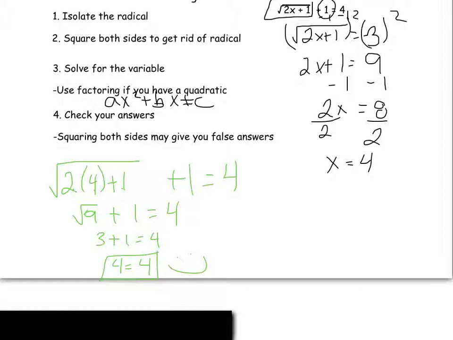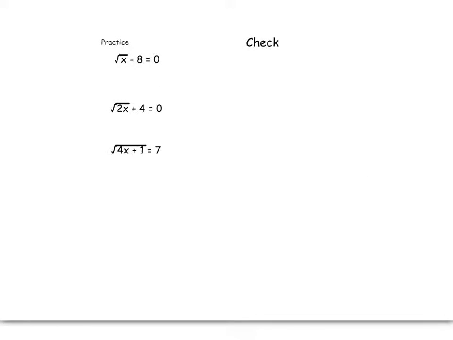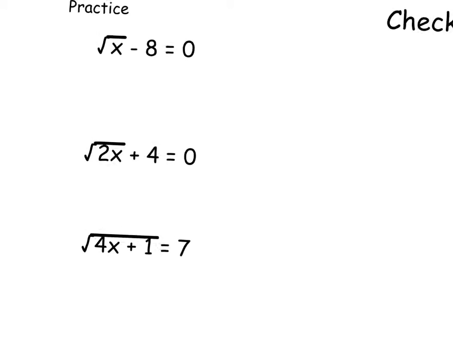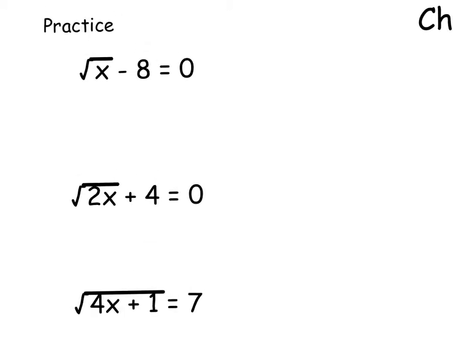Alright, now we're going to try it. So we've got a couple to try. Start at the beginning. First things first, isolate your variable, or your radical. So, get that square root of x by itself. We're going to add 8 to both sides. Square root of x equals 8. Squared both sides. So we get x equals 64.